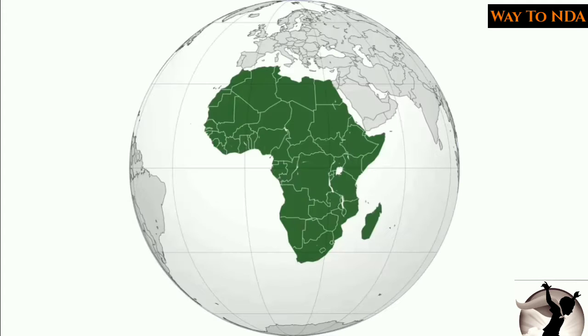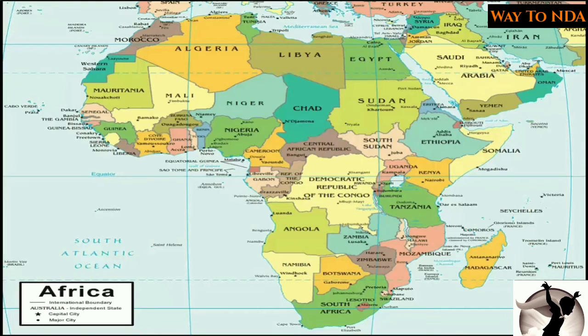Now this is Africa. Here you will find the Atlantic Ocean, and here you will find the Indian Ocean. In Africa, on the north side, you will find the Mediterranean Sea. Here you will find the South Atlantic Ocean on the west side, and this is the Indian Ocean on the east side. Here you will find the Red Sea, and this is the Gulf of Aden.